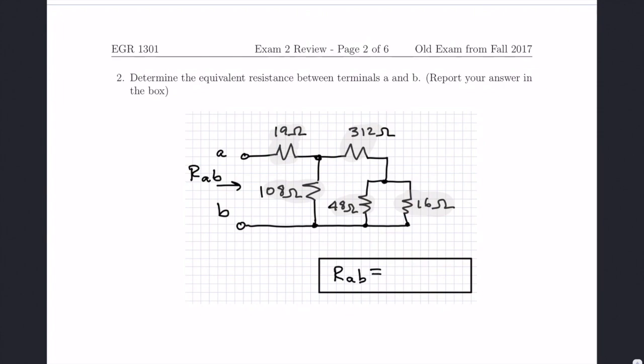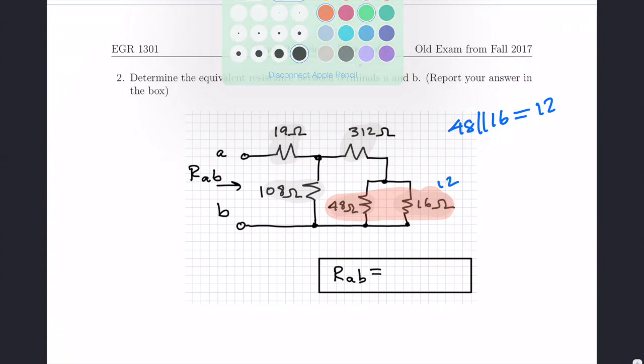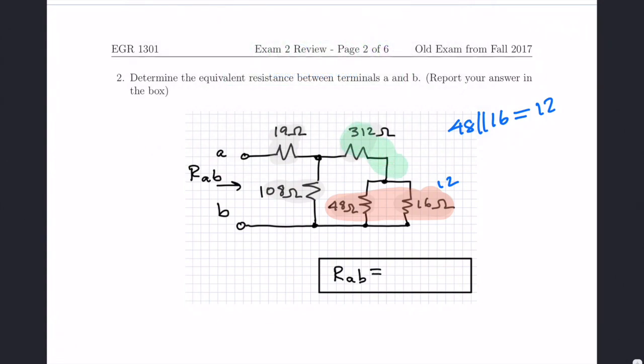On problem number 2, I'm asking for equivalent resistance. So I'm looking and I notice these look like they would be in parallel. So 48 in parallel with 16, turns out that's 12. You can do that calculation and check it. So here's 12. And so from there, I have the 312 in series with 12. Okay, so I know that that part in the green, the equivalent resistance, is 324.